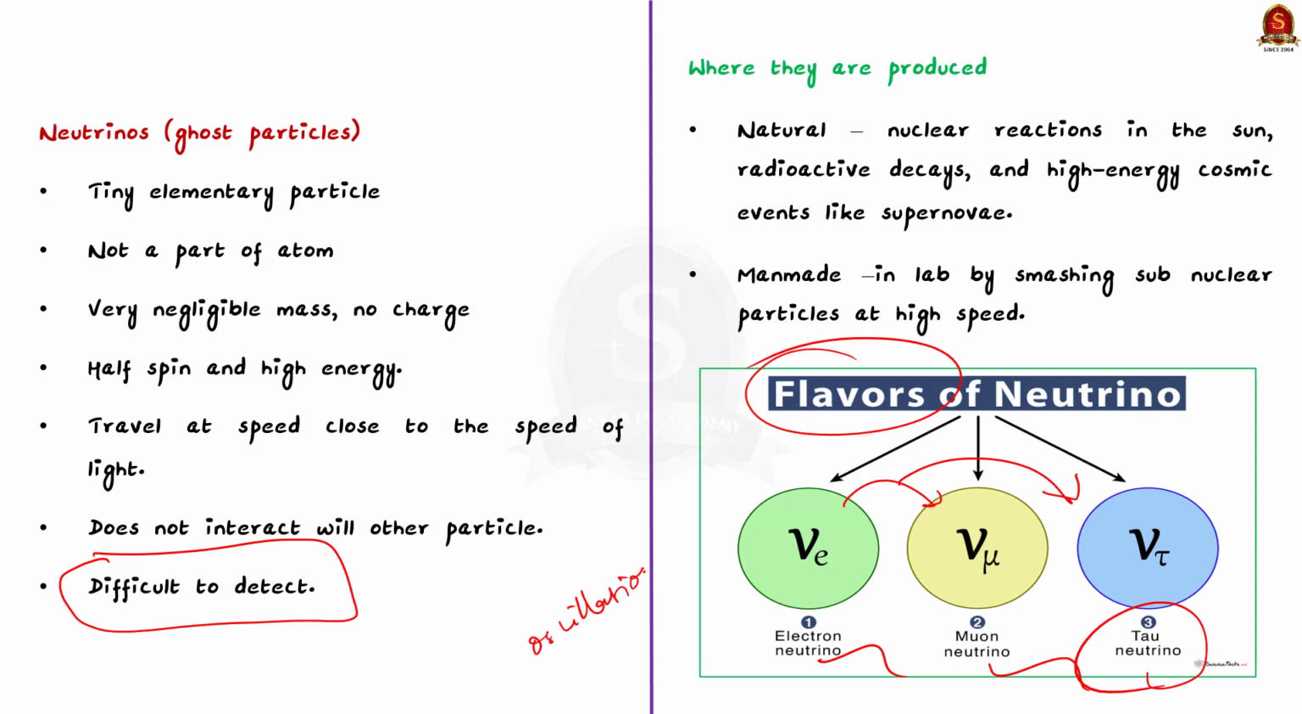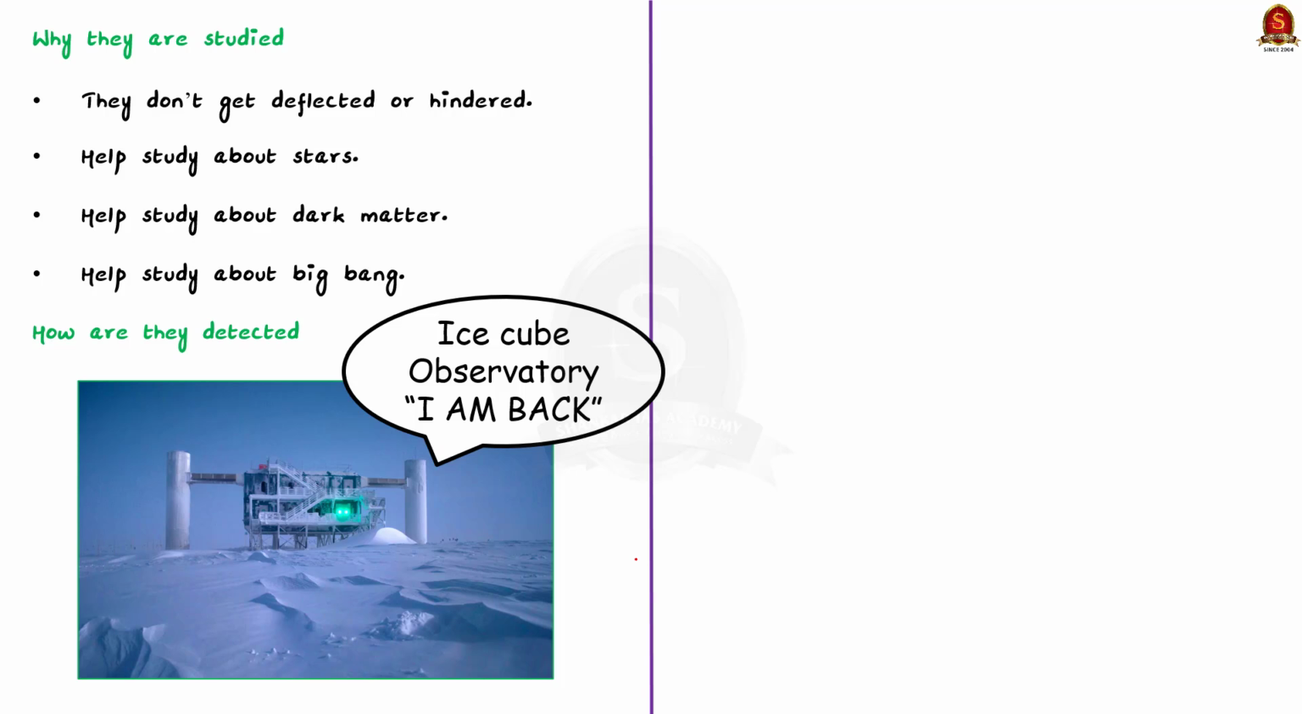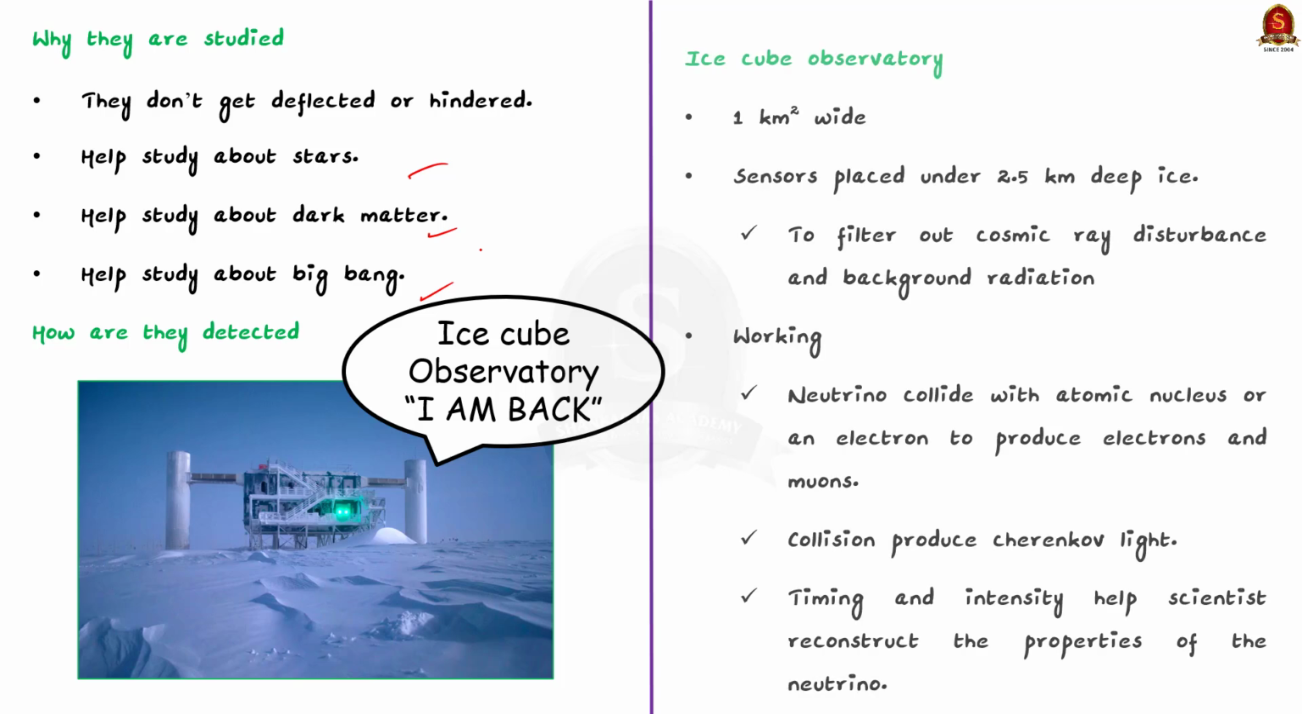Now, why do scientists study these neutrinos? Neutrinos help us understand more about the universe, including its origin and how it works. Neutrinos are also powerful tools for studying the universe because they don't get deflected or hindered. Detecting and studying neutrinos can give us insights into the processes happening inside the stars, the nature of dark matter, and even the early moments of the universe after the Big Bang. We know studying neutrinos has so much advantage, and on the other hand, these ghost particles are elusive and very difficult to detect. So how can they be detected?